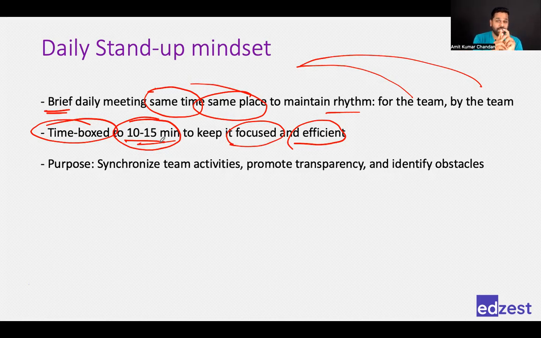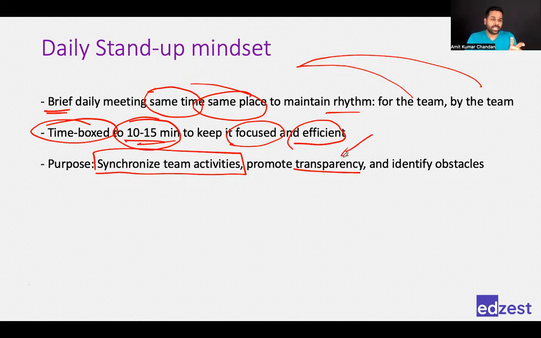Purpose is very important, right? We have already discussed. We need to know the purpose of everything. Why do we have a daily stand-up meeting? Because we want to synchronize the team's activities. Person A, B, C, D, E, F, G, what are they doing and how are their activities interrelated? That's the whole idea. Every team member should know what everybody else is doing so that they can synchronize their work. Okay. It also promotes transparency. Everybody is talking about the task that they're going to do today, they did yesterday, and what they could complete and could not complete. So there is absolute transparency.